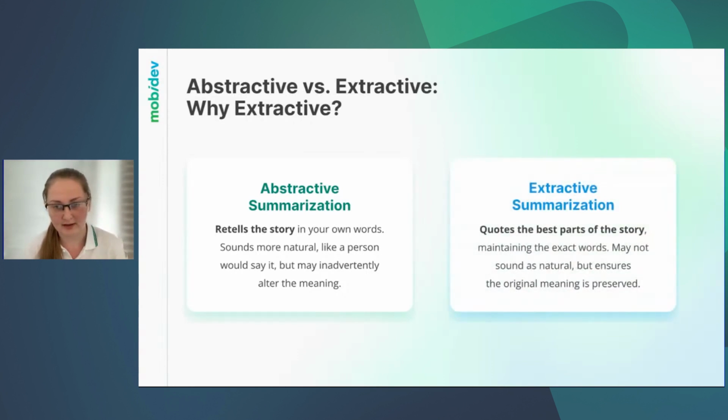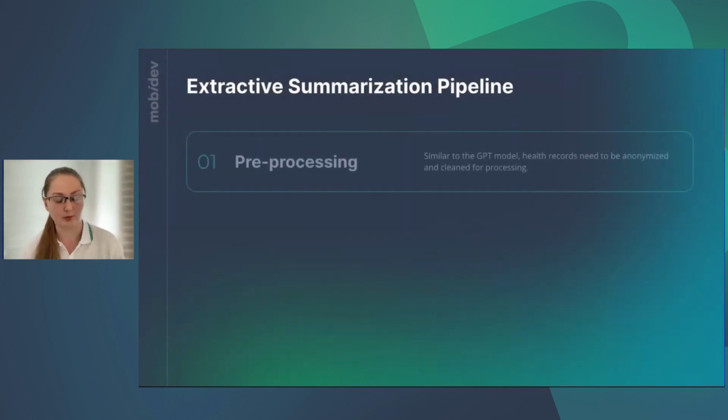On the other side, extractive summarization just quotes the best parts. It's not that natural sounding, but it ensures the original meaning is preserved. Of course, we need to keep in mind that some phrases out of the context can have a different meaning, but still, we at least understand that this phrase was in the original document. So, since it is important for our case for medical documents that we preserve the information, we are going for extractive summarization this time. So, how would the pipeline for the extractive summarization look like?